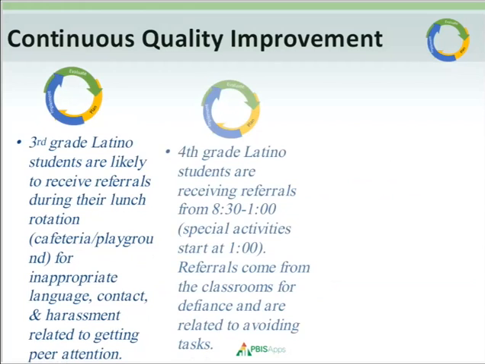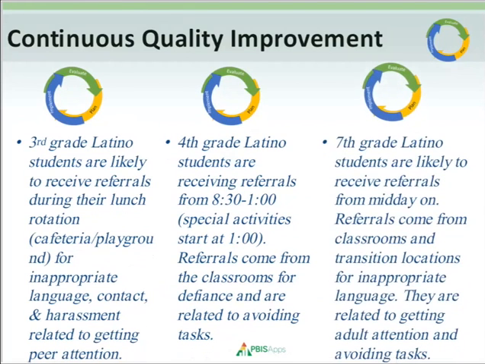So we have our 3 groups, and these are our 3 stories. I think for time, we'll just talk about that 7th grade story, and that's what I just read to you, that the 7th grade Latino students are likely to receive referrals from midday on, and those referrals are coming from the classroom and transition locations, and it's because they have inappropriate language. And they are related to getting adult attention and avoiding tasks. So with this information now, we've got a better chance of trying to come up with changes in our practices that might help those students reduce that number of referrals, because we've got a specific idea of what it is that they're getting in trouble for.